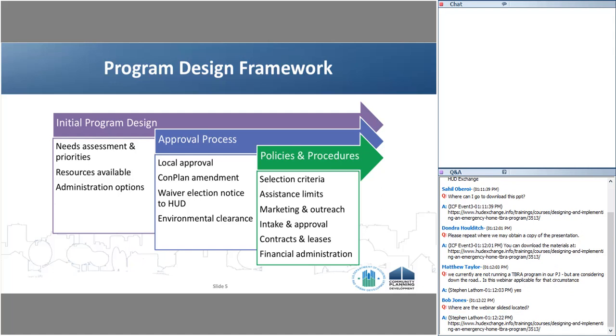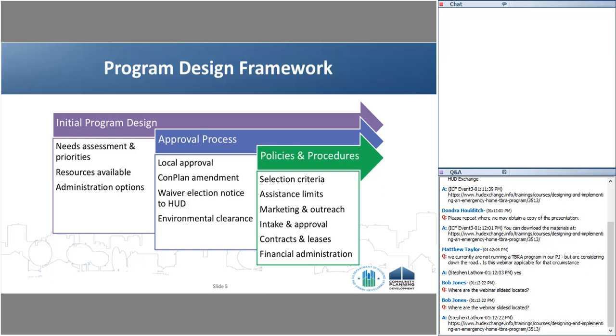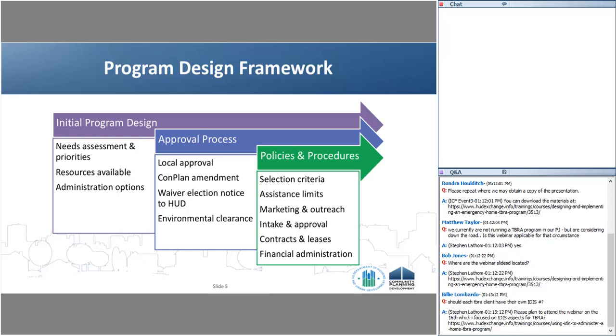As PJs, your job is to ensure that the program is designed to comply with the rules, and that's the regular TBRA rules as they may be modified by some of the suspensions and waivers that HUD has provided, and also to be able to handle the demand for assistance that's likely to come in for such a needed resource in a manner that's fair and transparent to all participants and stakeholders.